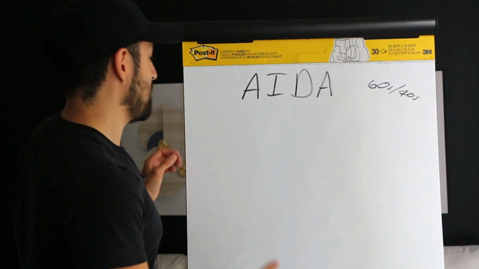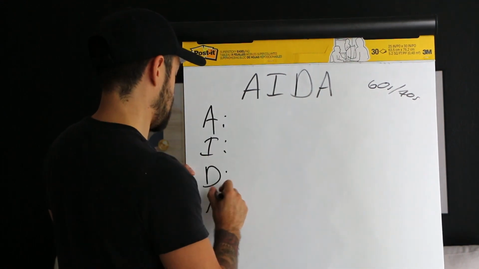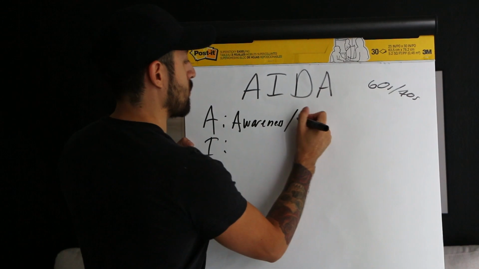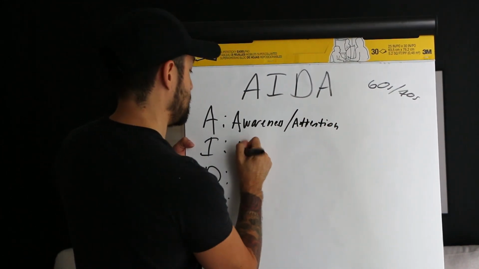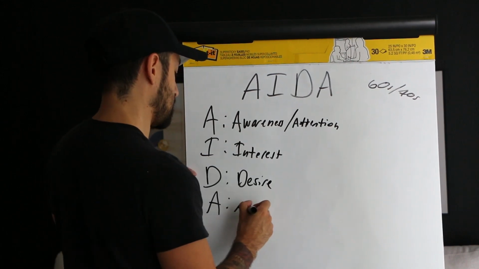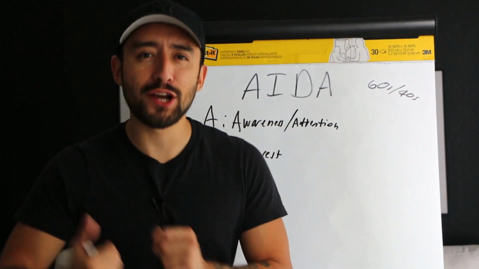Okay, so hopefully you can read my handwriting. So we're going to start with A. AIDA. Okay, so A is usually awareness, and I like to think of it more as attention or awareness. I is going to be interest. D is desire, and A stands for action. AIDA: awareness, interest, desire, action.